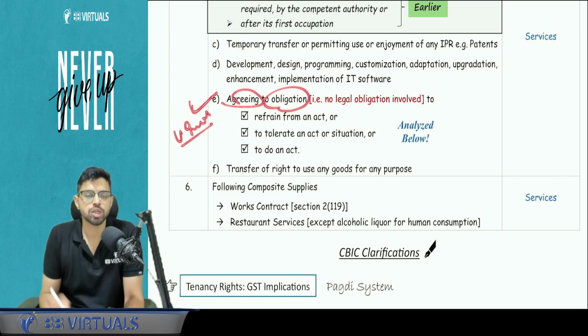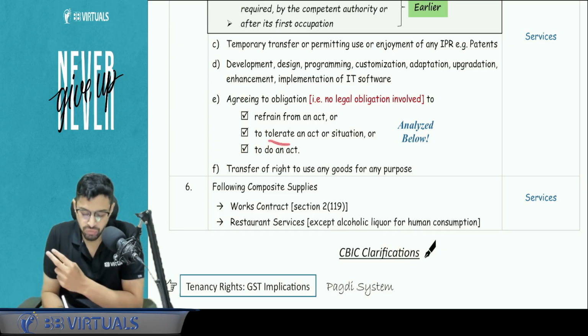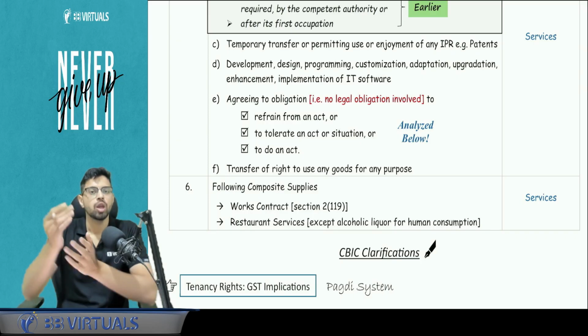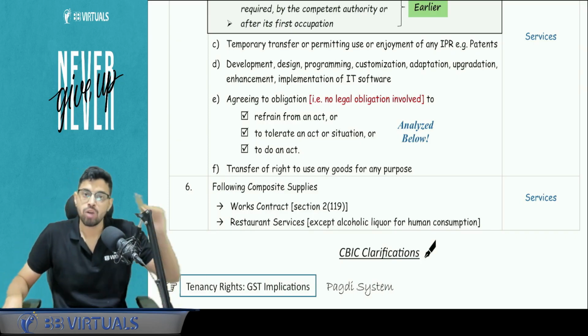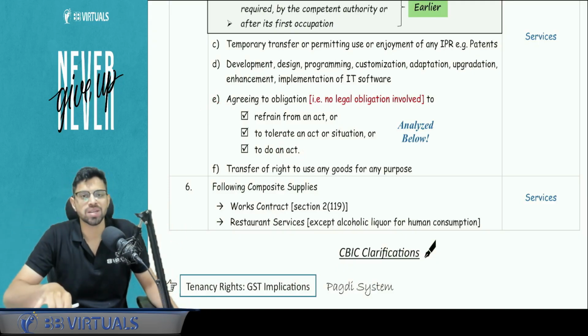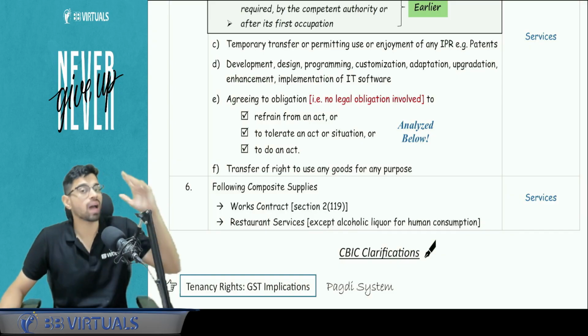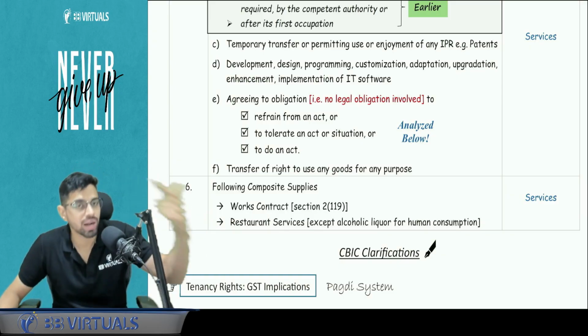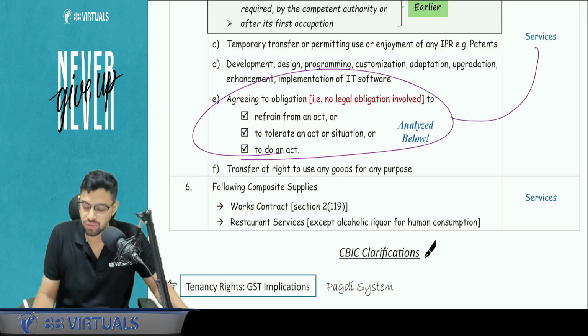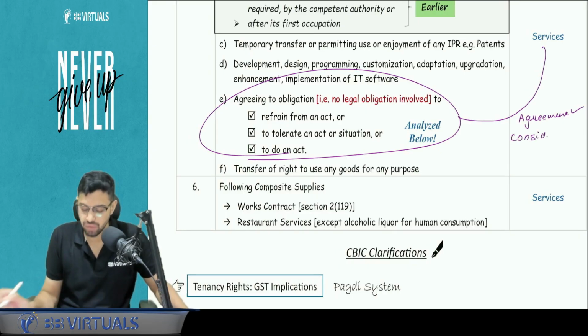Paragraph number 5E, very, very important. If you agree to the obligation to tolerate, to do something, or to refrain from doing something, and whatever obligation you're agreeing to, this is not a legal obligation. You gave me 5,000 rupees for IDT class. Now I'm agreeing to the obligation to do an act to teach you. This is not covered here because that is already my legal obligation. Something that is not a legal obligation, but apart from that, I voluntarily agree to do something, to tolerate something or refrain from something. That is the supply of services. More discussion will follow soon, but for this to be a supply of service, an express agreement needs to be there, and consideration obviously needs to be there. That is covered below.